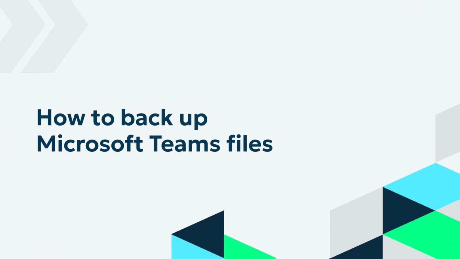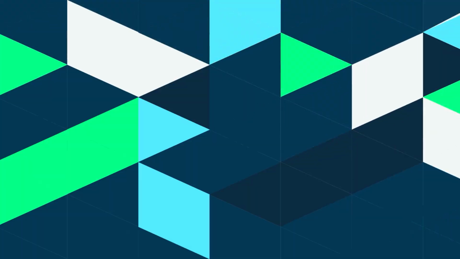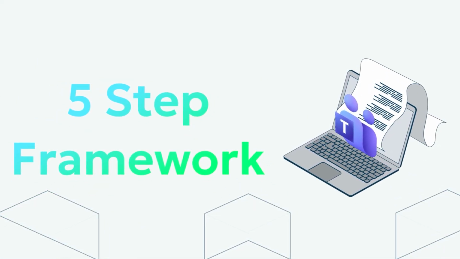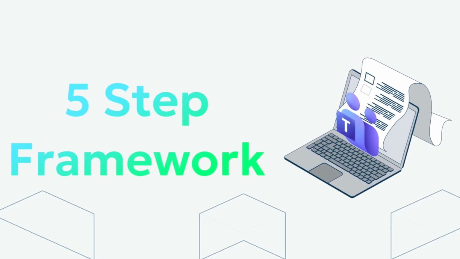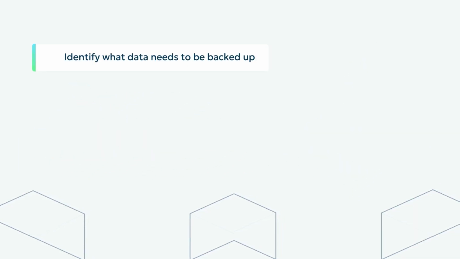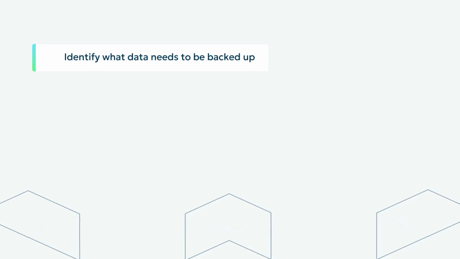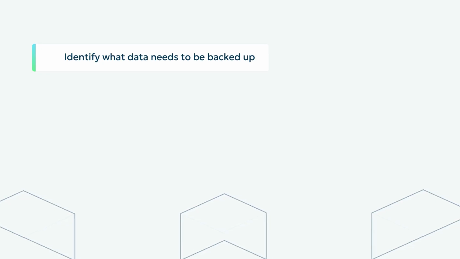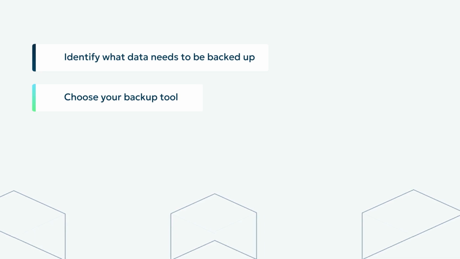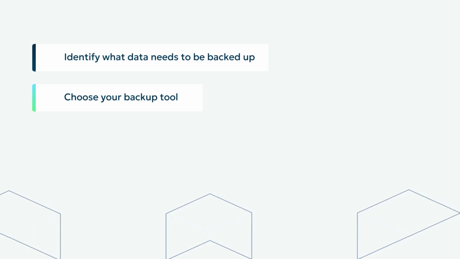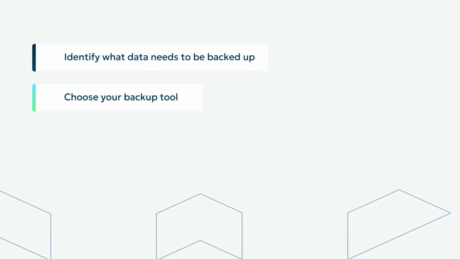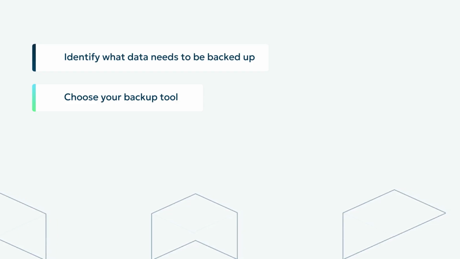How to back up Microsoft Teams files. Here's a practical 5-step framework to keep your Microsoft Teams chat history, files, and other data safe. Identify where critical data lives across your Teams environment, such as conversations, files, app integrations, and links to third-party tools. Choose a backup solution that can programmatically connect to Exchange Online, SharePoint Online, and OneDrive for Business, while also supporting any third-party applications that store Teams-related data.